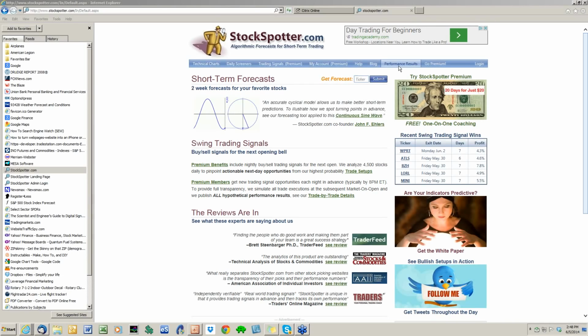Okay. Cliff is asking how long you hold your trades on average. In StockSpotter, it's almost exactly 10 days.